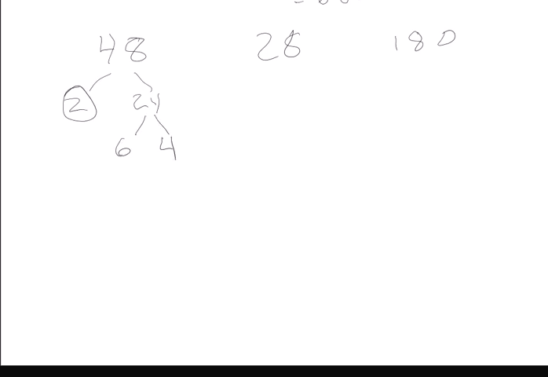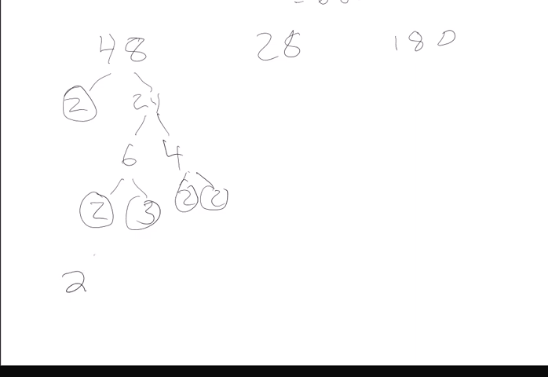24 is 6 times 4, neither of those is prime, so I don't circle them. 6 is 2 times 3. 2 and 3 are both prime, and 4 is 2 times 2. Those are both prime. So 48 is 2 to the 4th times 3.